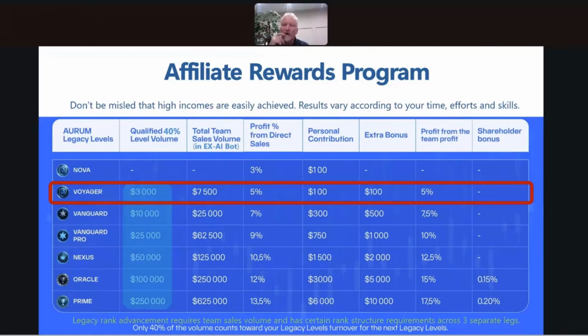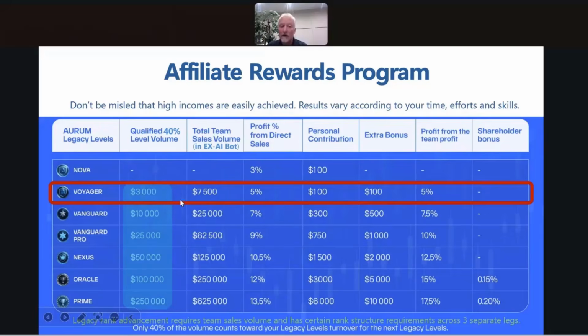You might not understand that. So for every dollar put into the bot, the software is looking for 40% of that dollar, which is 40 cents. And when $3,000 is accumulated by the software, you reach Voyager. Now, I've grayed this box out because we don't need to know that. But people are asking, what's it there for?